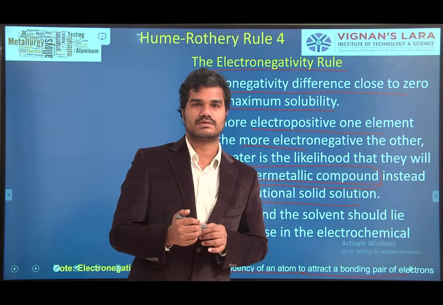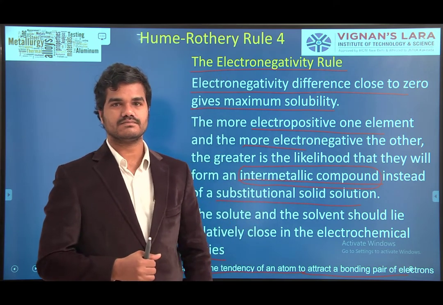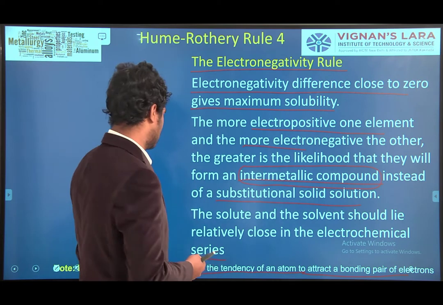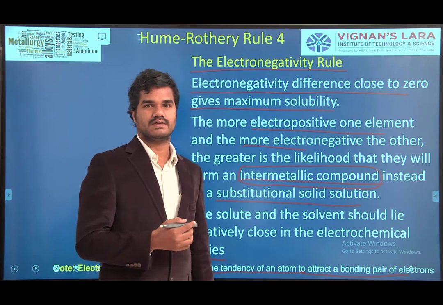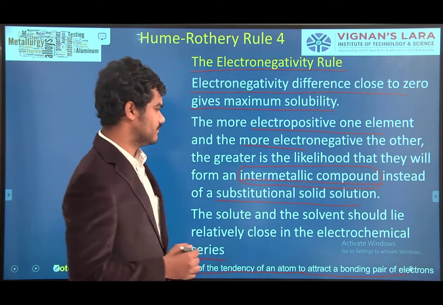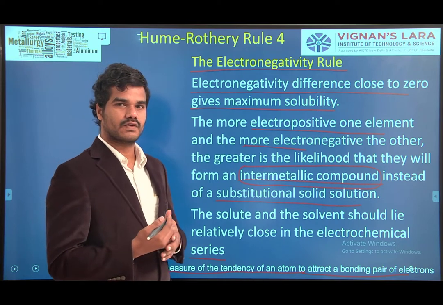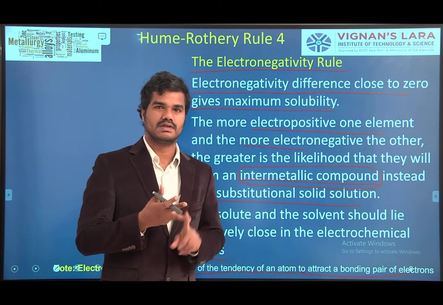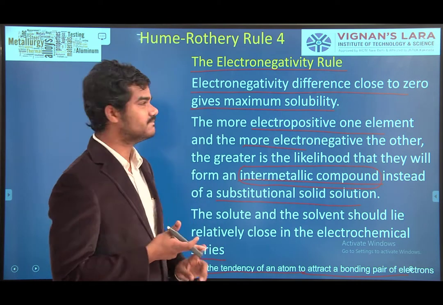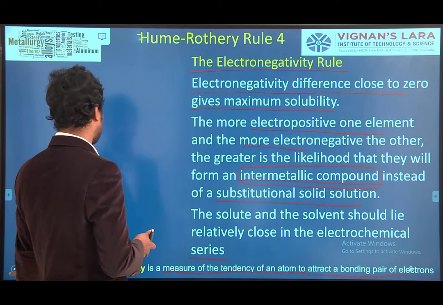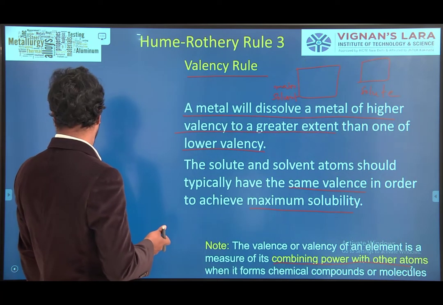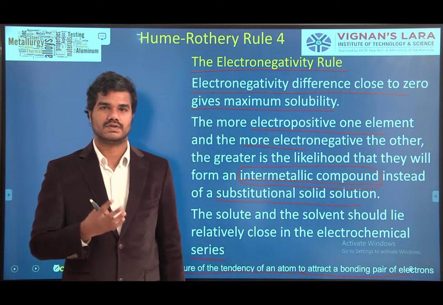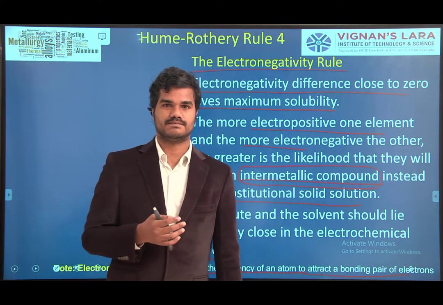So these are the 4 rules of Hume-Rothery. Hope you understand well. These are very, very important. What are these 4 rules telling? The first one is telling about atomic size. The second one is telling about crystal structure. The third one is telling about the valency rule. The fourth one is telling about electronegativity. So these 4 rules are the Hume-Rothery rules.